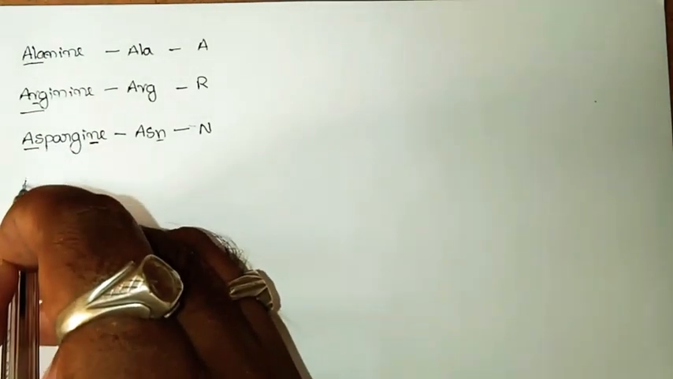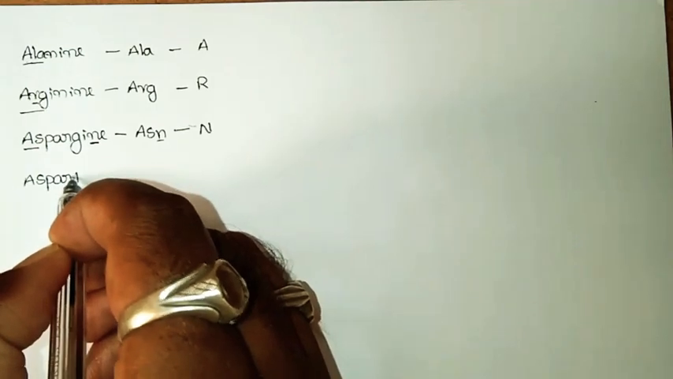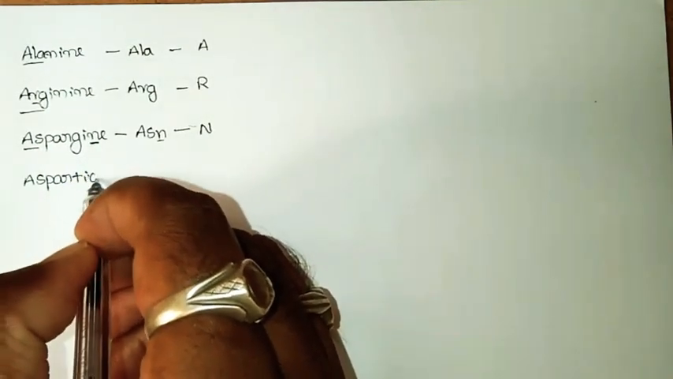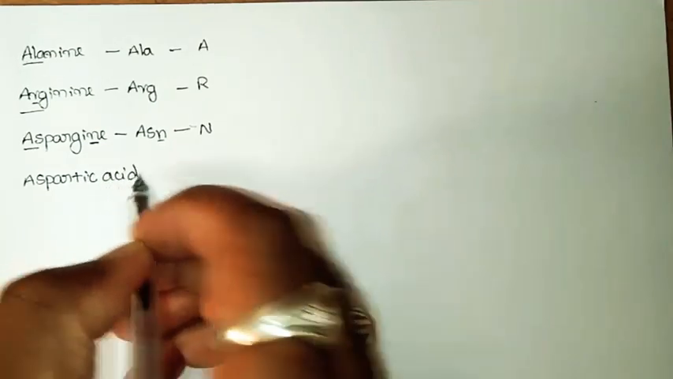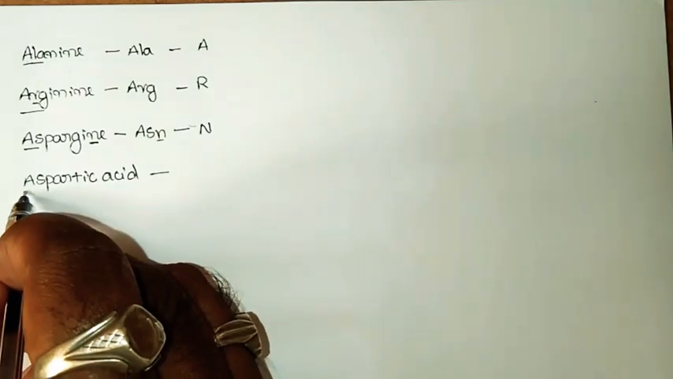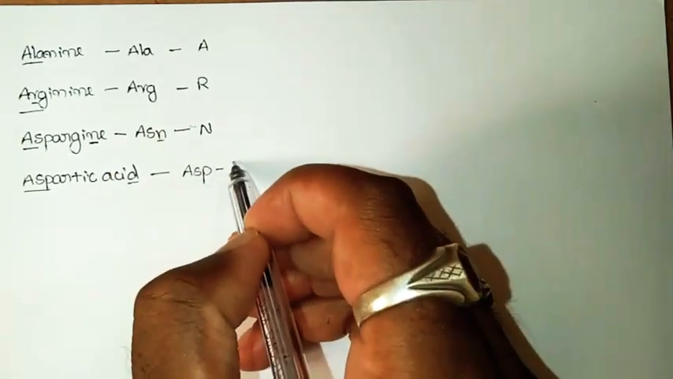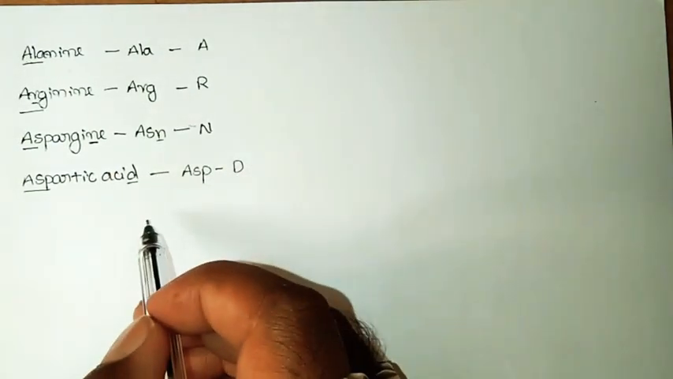So we have one more, that is aspartic acid or aspartate. You can call it either way. Aspartic acid is the fourth amino acid. ASP is the three-letter code for aspartic acid, and the last letter D will be taken as the symbol for aspartic acid.